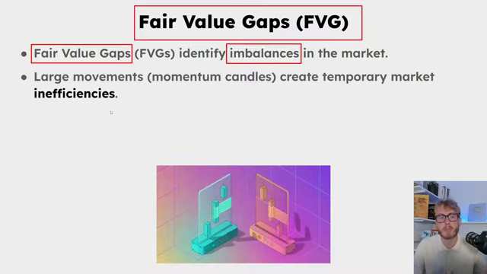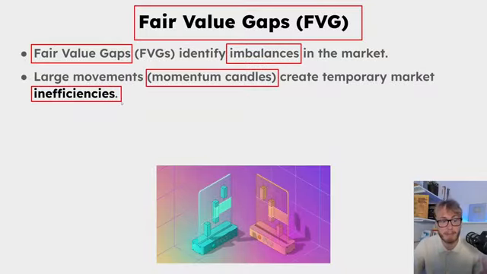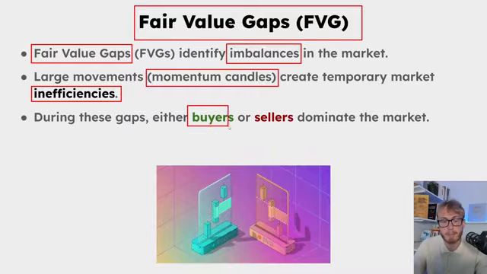And fair value gaps work because large movements, or in other words, momentum candles, create temporary market inefficiencies. And during these gaps, either buyers or sellers dominate the market.